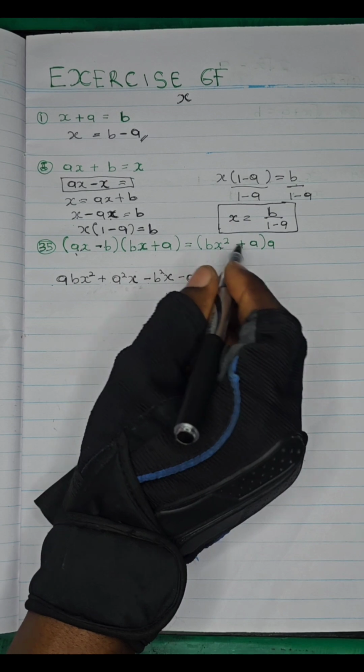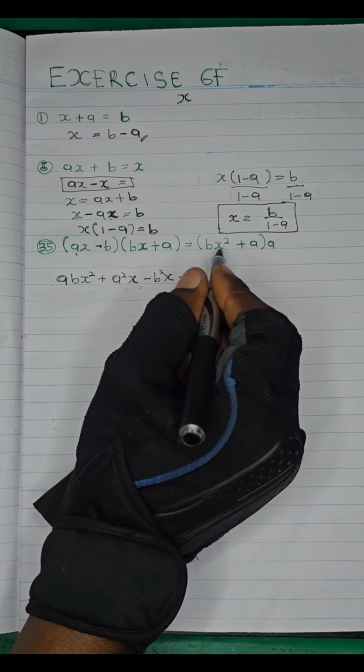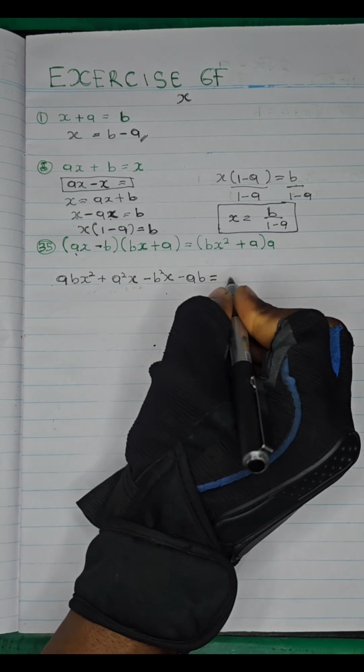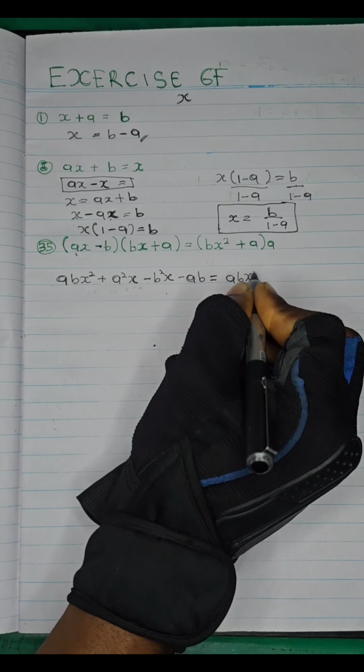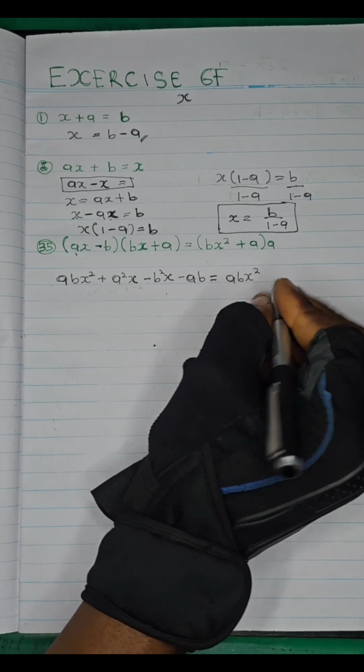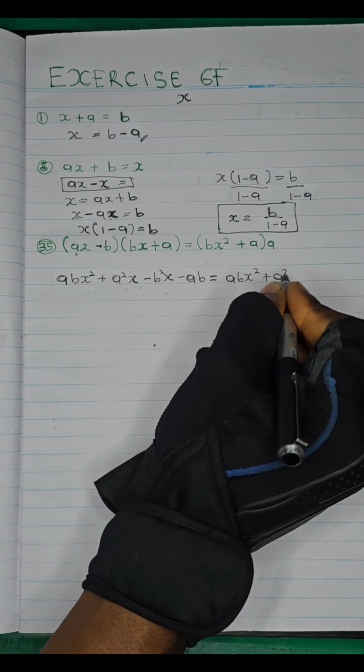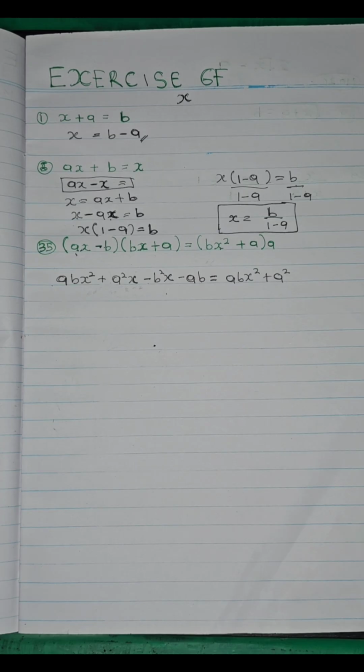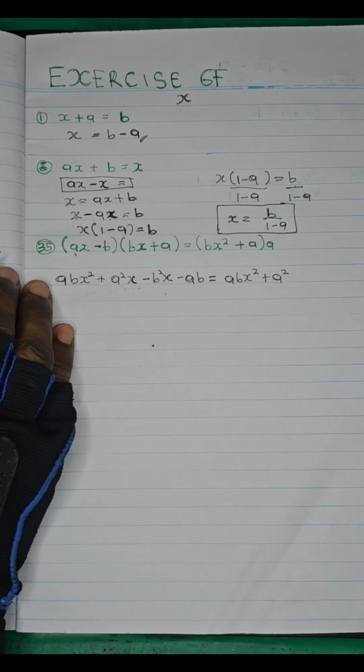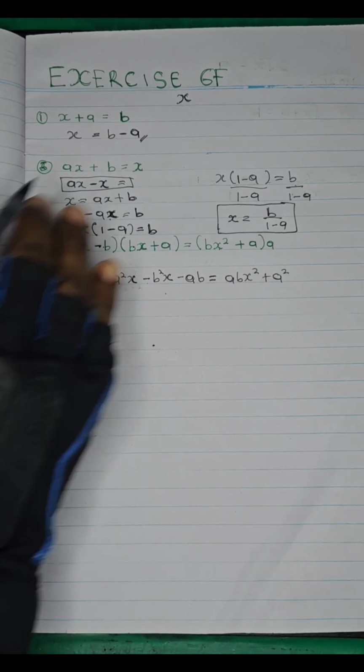This is why we expand. If x is not in the bracket, I don't think there is need, but because x is here, we expand. So a times bx, we have abx squared. 8 times a, we have a squared. So the first thing we are going to do is try to make all the x to be at one side of the equation, while the rest will be at the other side.